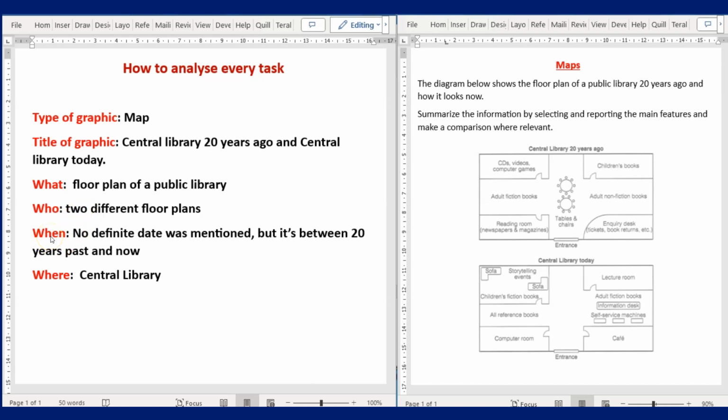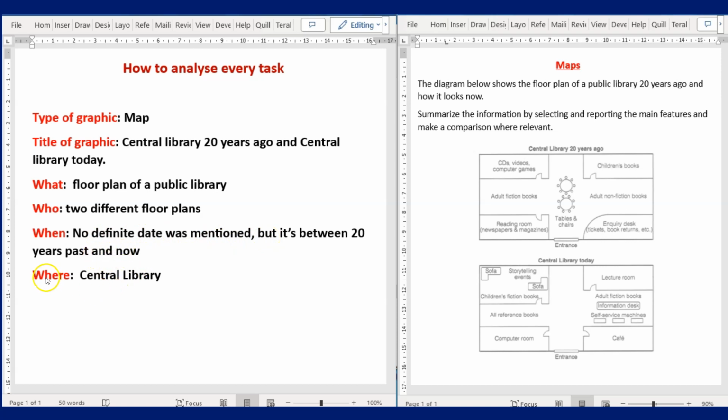And at what time? We know that no definite time was actually mentioned, like maybe 2023 or what, but it was stated that it's between 20 years ago and now. So the now is just like today, okay? So we don't know when the now is, but we know that we're just talking about today and also 20 years ago, right? So no definite date was mentioned, but it's between 20 years past and now.